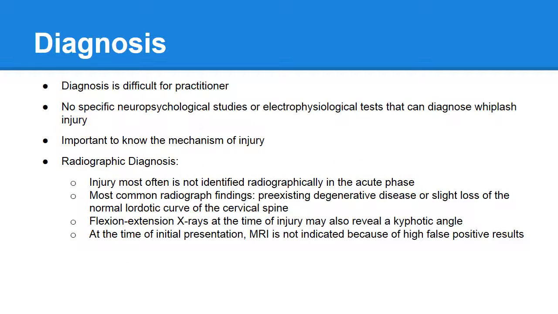Diagnosis of whiplash injury is often difficult for the practitioner. There are no specific neuropsychological studies or electrophysiological tests that can diagnose whiplash injury. In other words, there is no gold standard in diagnosing whiplash-associated disorders. It is important to know the mechanism of injury. Injury is most often not identified radiographically in the acute phase. Most common radiograph findings are pre-existing degenerative disease or slight loss of normal lordotic curve of the cervical spine. Flexion extension x-rays at the time of injury may also reveal a kyphotic angle. At the time of initial presentation, MRI is not indicated because of high false positive results.